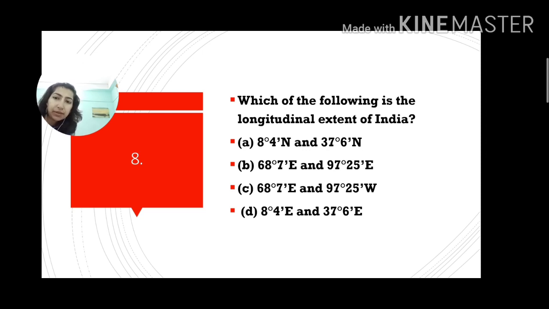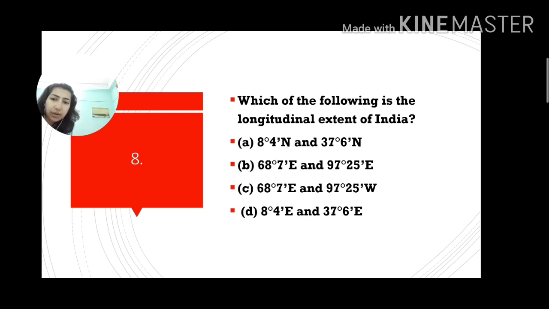So option A is 8 degrees 4 minutes north and 37 degrees 6 minutes north, or option B, 68 degrees 7 minutes east and 97 degrees 25 minutes east, or option C, 68 degrees 7 minutes east and 97 degrees 25 minutes west, or the last option D, 8 degrees 4 minutes east and 37 degrees 6 minutes east? So here the answer is option B, that is 68 degrees 7 minutes east and 97 degrees 25 minutes east. Don't get confused between B and option C.